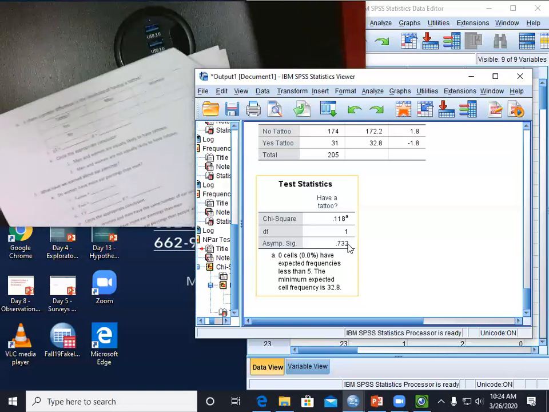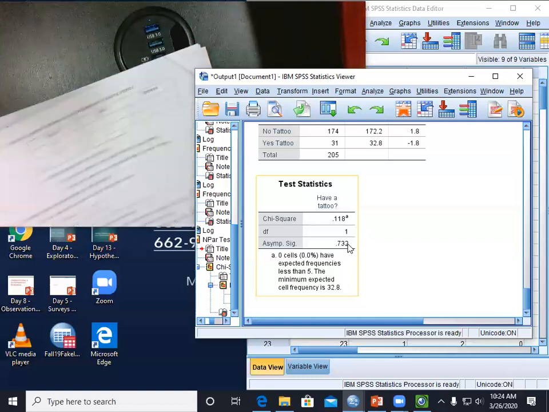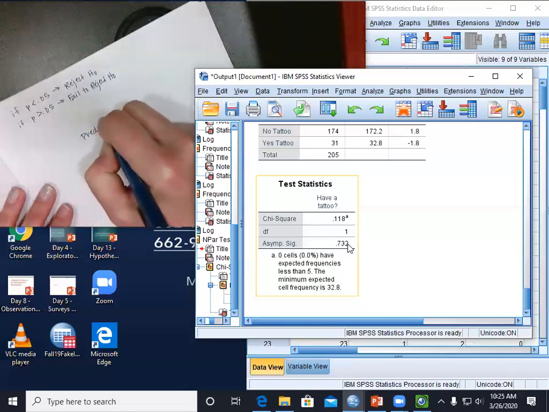Okay, next question. We're going to add in an additional piece here. Is there a gender difference in the likelihood of having a tattoo? All right, so I didn't bring my table of appropriate statistical tests here today. Maybe I can draw one up real fast. All right, do we have a predictor or not?